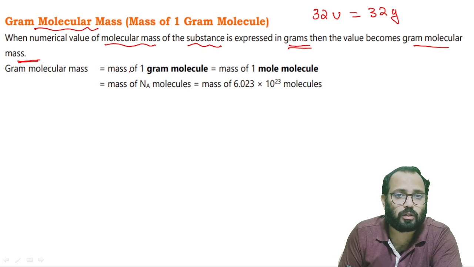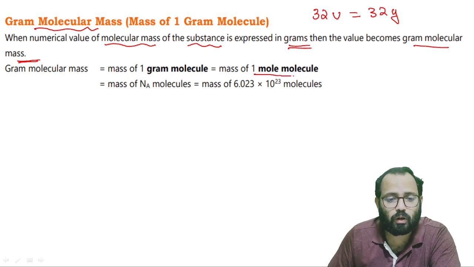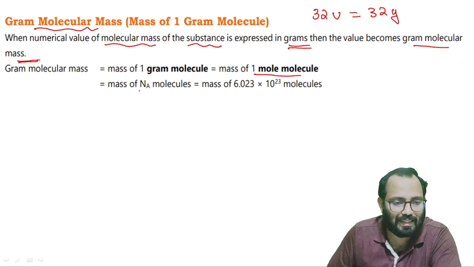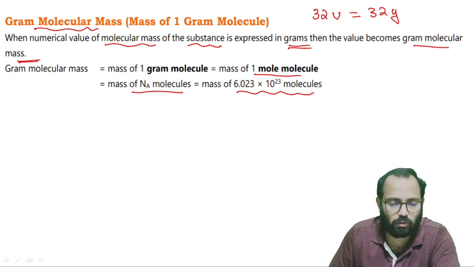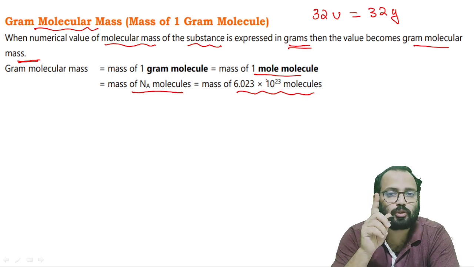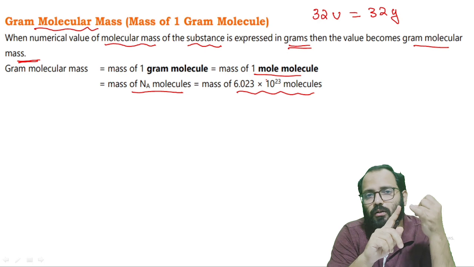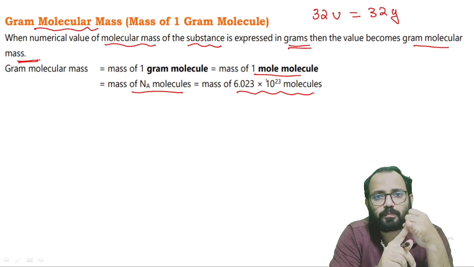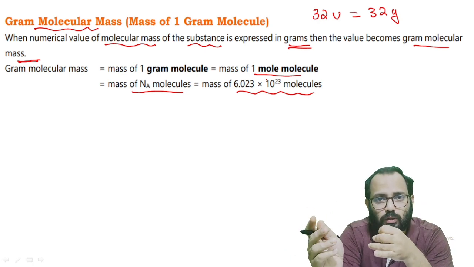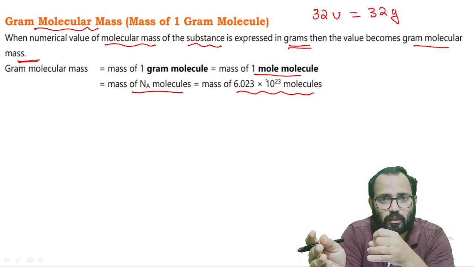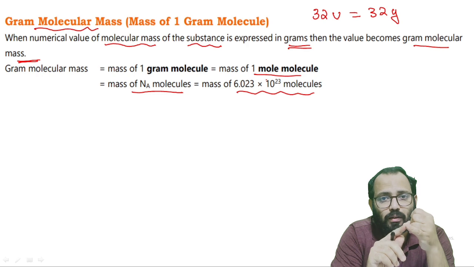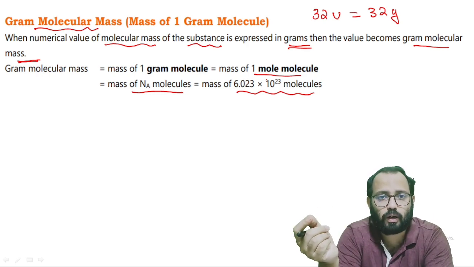Mass of 1 gram molecule of oxygen means mass of 1 mole of oxygen molecules. That is nothing but the mass of Avogadro number of molecules of oxygen. So make sure that you are getting the idea correctly. If they are talking about 1 gram molecule, that is 1 mole of molecules. If they are talking about 1 gram atom, it is 1 mole of atoms. If they talk about 1 gram ion, it is 1 mole of ions.